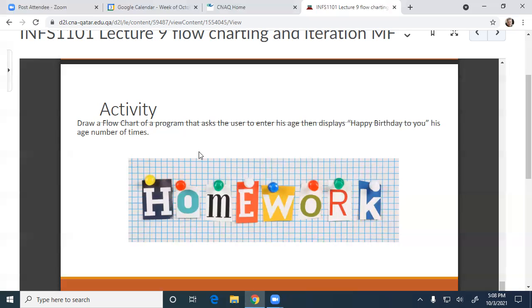So that's another output. We've got an input, which is their age, but this happens a number of times, so we know there's going to be a loop in there. Now we need to fill that in. They're going to print happy birthday the number of times that is their age. So this number is going to come out there. The age is here.